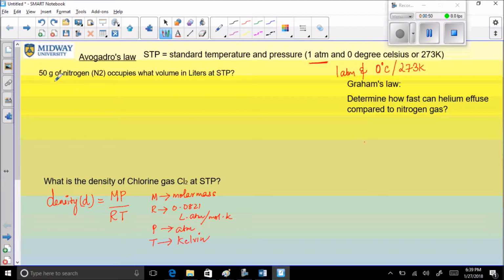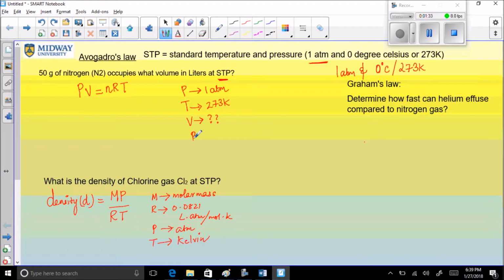The question here asks: whenever we are discussing STP, we have to write the standard ideal gas law equation, which is PV equals nRT. And the question is asking how much volume 50 grams of nitrogen would occupy at STP. Given that the condition is STP, we know the pressure is 1 atm and the temperature is 273 Kelvin. Keep in mind, you have to use Kelvin, otherwise your answers would be different. We want to find volume. That's what we have to find.